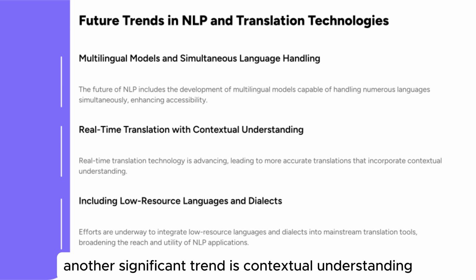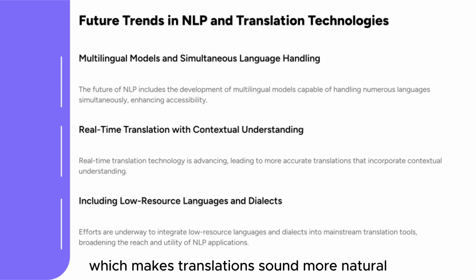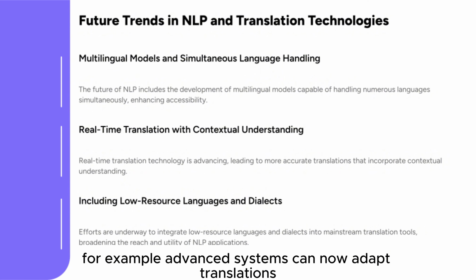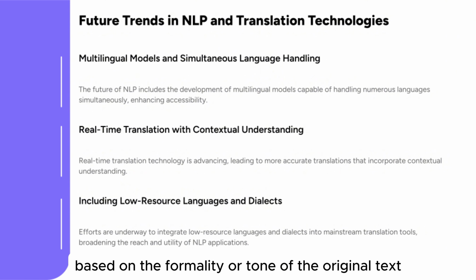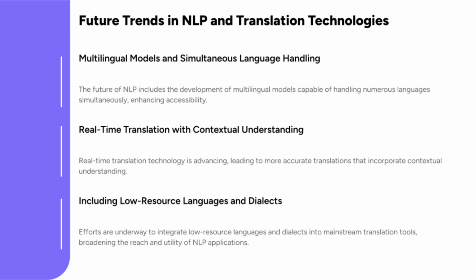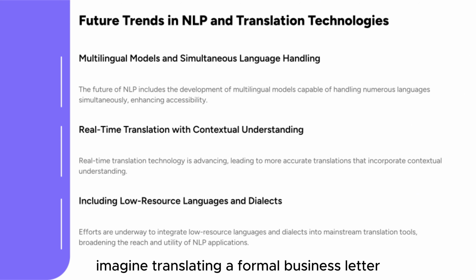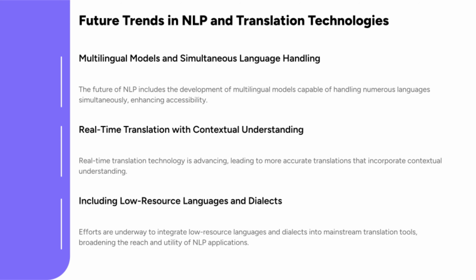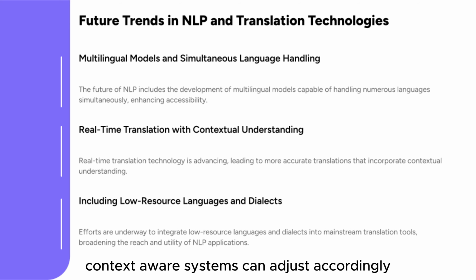Another significant trend is contextual understanding, which makes translations sound more natural. For example, advanced systems can now adapt translations based on the formality or tone of the original text. Imagine translating a formal business letter versus an informal text message. Context-aware systems can adjust accordingly.